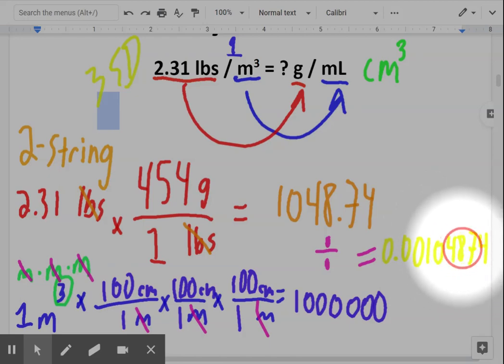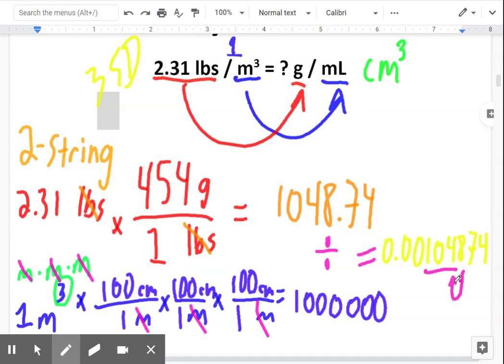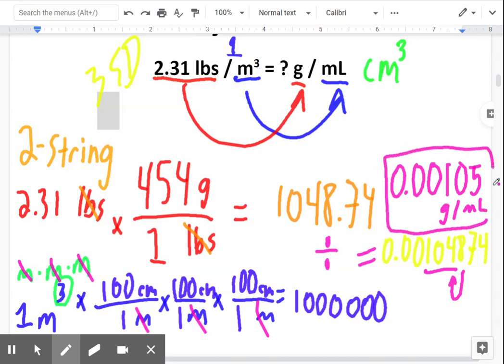I'm going to then look at the fourth digit, which is this 8, and we're going to see that that 8 will indeed round up what was before. So 1, 2, 3 sig digs with the 8 rounding it up means that my final answer is 0.00, or placeholder, point placeholder, placeholder, 105 with the rounding, and this would be grams per milliliter or grams per centimeter cubed. I put a box around it because that tells me that I am done. And that is how you do a 2-string tricky problem.